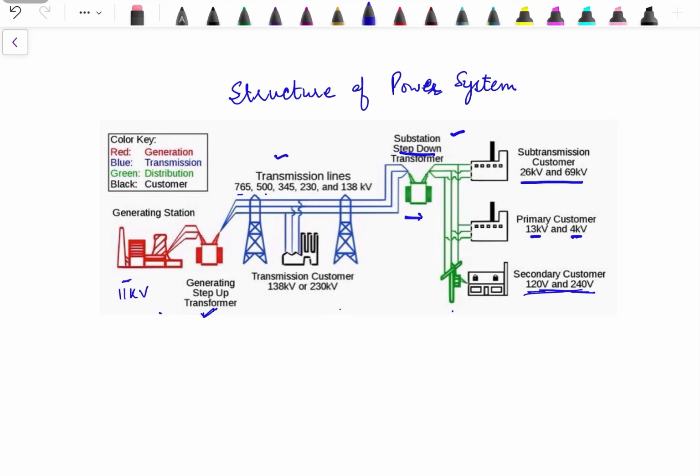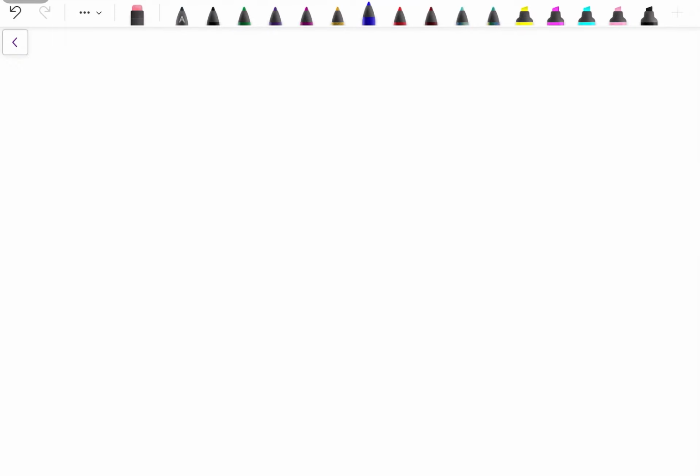Now before moving on to the construction of the transformer, I will start with the classification of transformers. Now classification of transformers can be done on the basis of different aspects. It can be on the basis of its application, its construction, or on the basis of number of phases, on the basis of location.